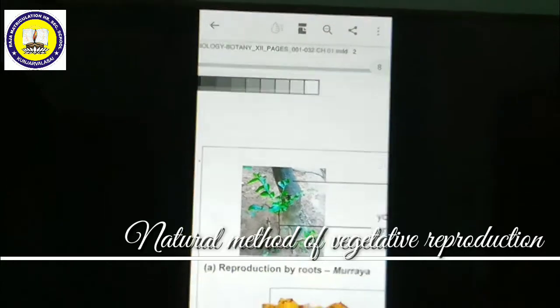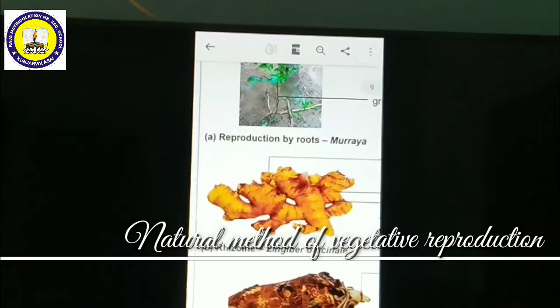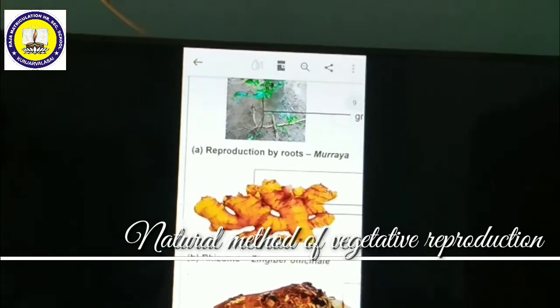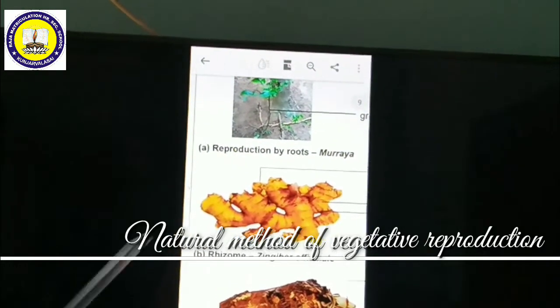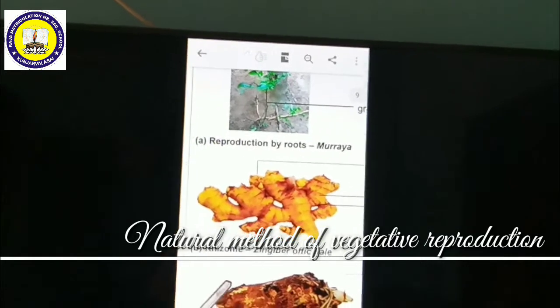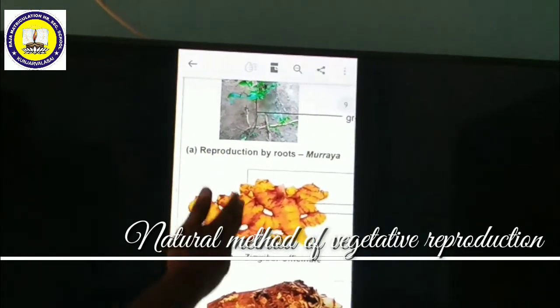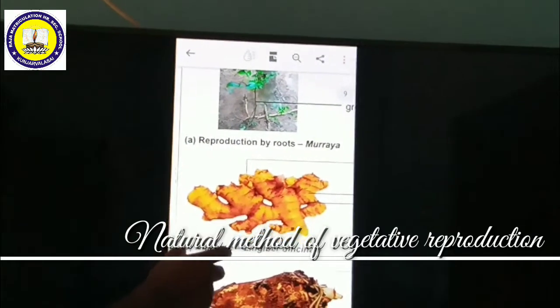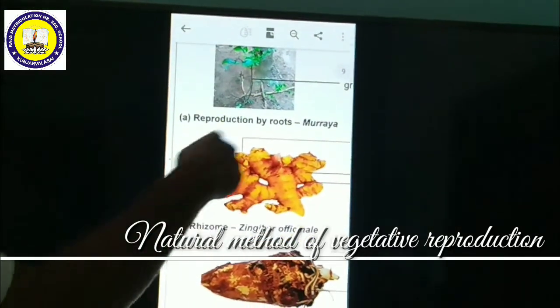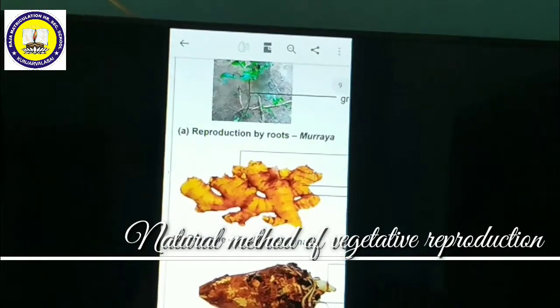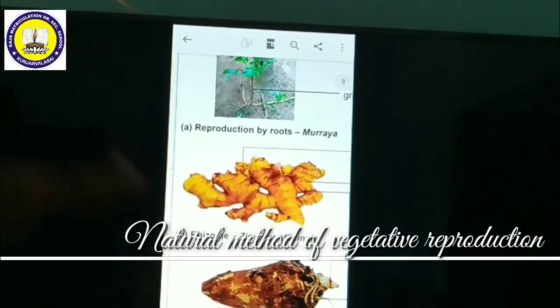Then if you see underground rhizome, some of the reproduction takes place by underground rhizome. Rhizome means the part which is present underground. For example, ginger and turmeric are formed from underground rhizome. So these can reproduce vegetatively by rhizome. This is perennation by means of underground rhizome. These are subterranean, present underground, and can be retained for a long time.